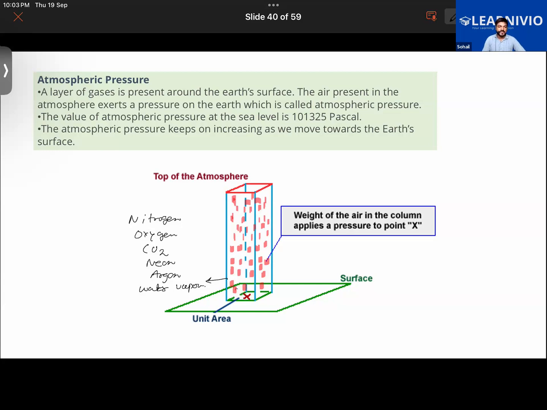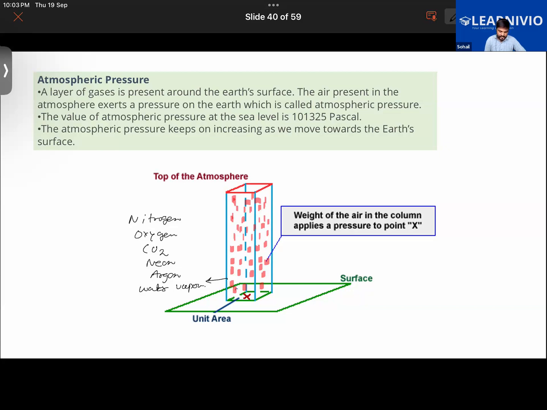Also, we know that these molecules of the different gases have some weight. So by virtue of their weight also, they will be applying a pressure, because something that has weight will apply pressure. Getting it, guys? Is that thing clear to everyone?